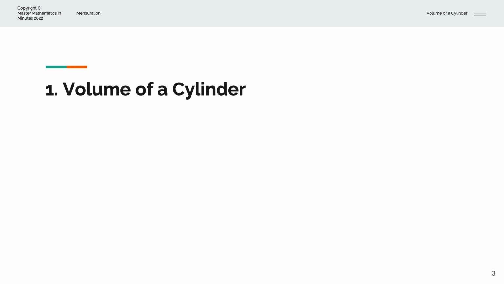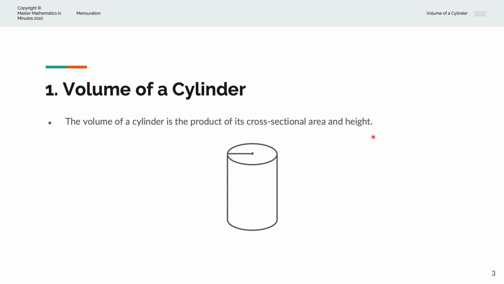So, what is the volume of a cylinder? The volume of a cylinder is the product of its cross-sectional area and height. Visually, we have a cylinder with radius r and height h. So the cross-sectional area is the area of the circle here.